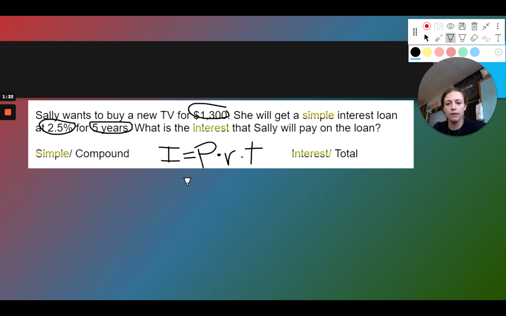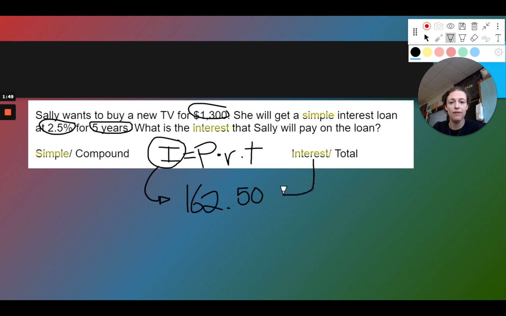Whenever you multiply this, you would get 162.50. And this right here, look at your formula, that I stands for interest. So what you just calculated over here is the interest. Since that was what the question wanted, this right here would be your final answer. The amount of interest that Sally would pay on this TV is $162.50.